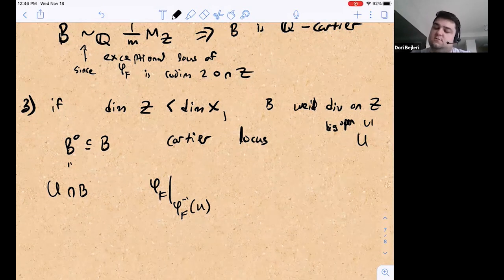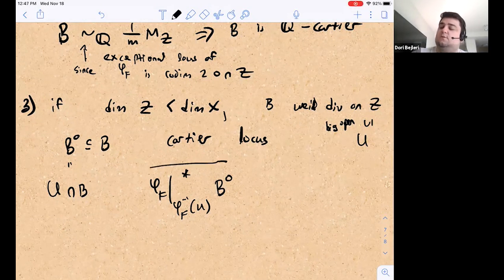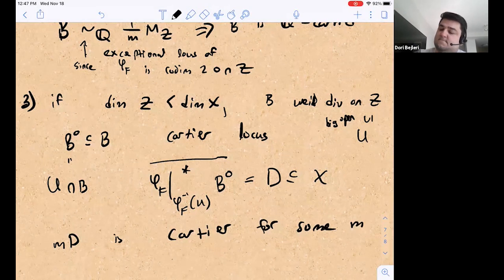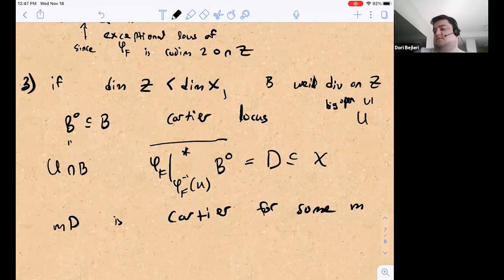And now, because we're on this locus where B0 is Cartier, it makes sense to pull back B0, because now it's a Cartier divisor. And then we can just take its closure. And that'll be some divisor D inside of X. But again, X is Q-factorial, so MD is Cartier for some m. But on the other hand, D is, or at least generically, is pulled back. So if we look at the generic fiber of phi, then D is just pulled back from Z.